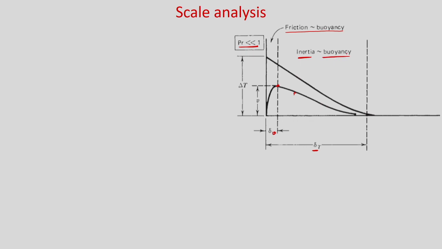So, now you can see, let delta V be the thickness of a thin layer right near the wall.